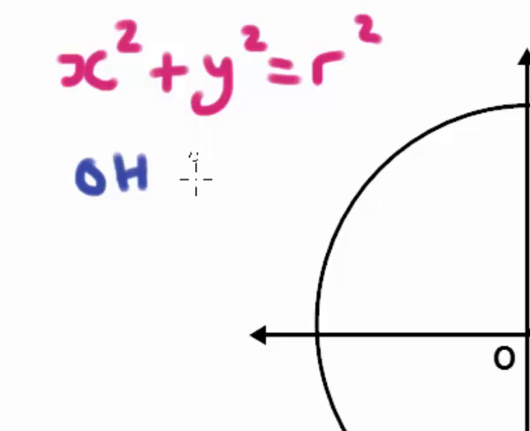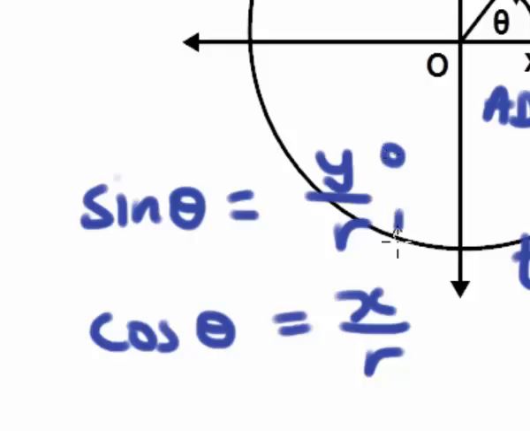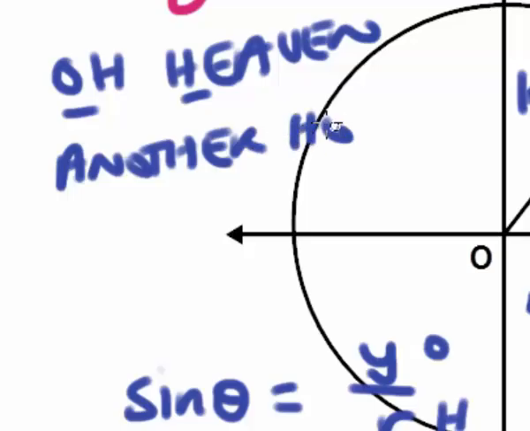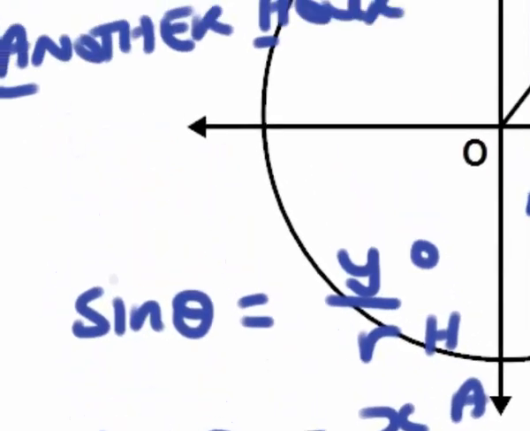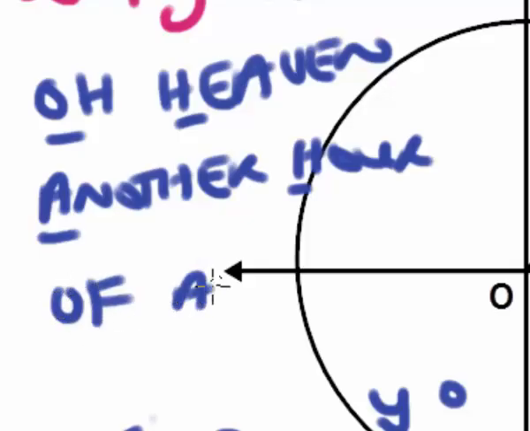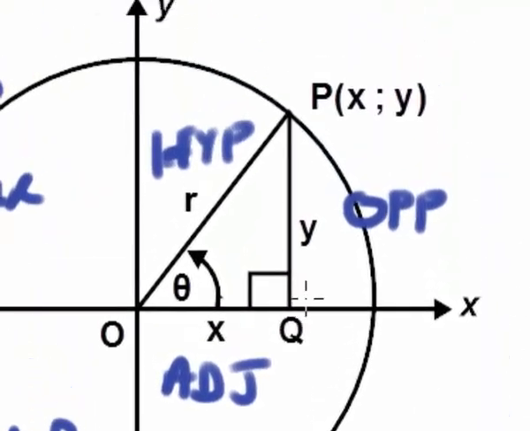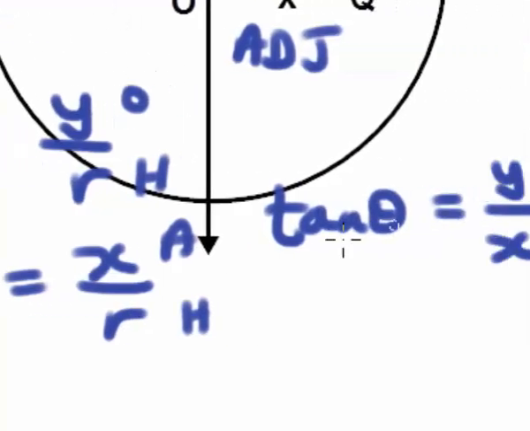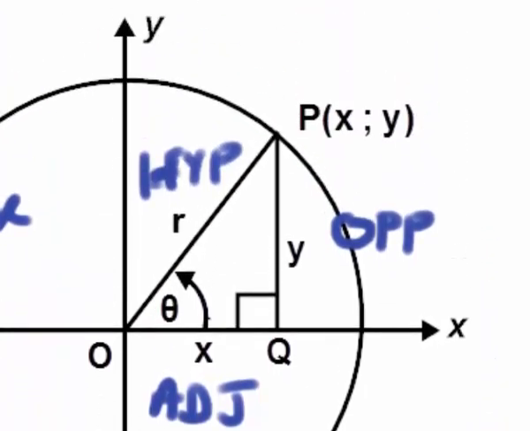Just remember, oh heaven is for sine. That's O heaven, opposite over hypotenuse. Another hour, which is cos, there it is, adjacent over hypotenuse. Adjacent is x, hypotenuse is r. And another hour of algebra would be O over A there, and that's going to be tan, opposite over adjacent. So we've got sine is y over r, cos is x over r, and tan is y over x. They're new definitions, but they really relate to oh heaven, another hour of algebra.